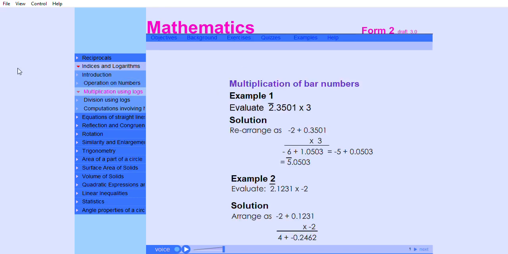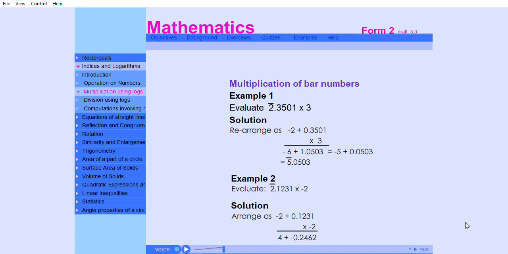Multiplication of bar numbers. Example 1. Evaluate bar 2.3501 multiplied by 3. Rearrange as -2 plus 0.3501 multiplied by 3, which is equal to -6 plus 1.0503, which is equal to -5 plus 0.0503, which is equal to bar 5.0503.